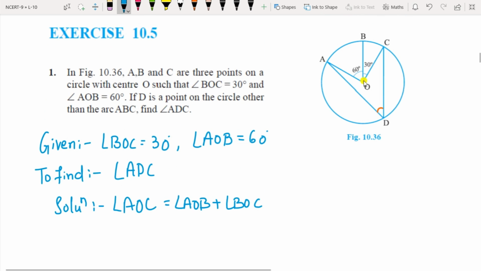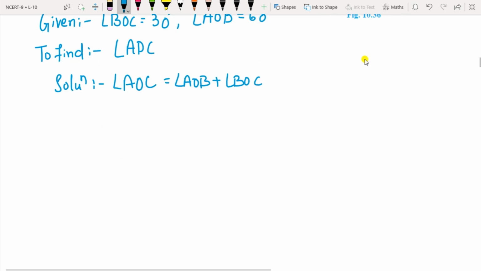Let us consider the center angle AOC in total. It is AOB plus BOC, that is 60 plus 30, which gives you 90 degrees. That is your angle AOC.